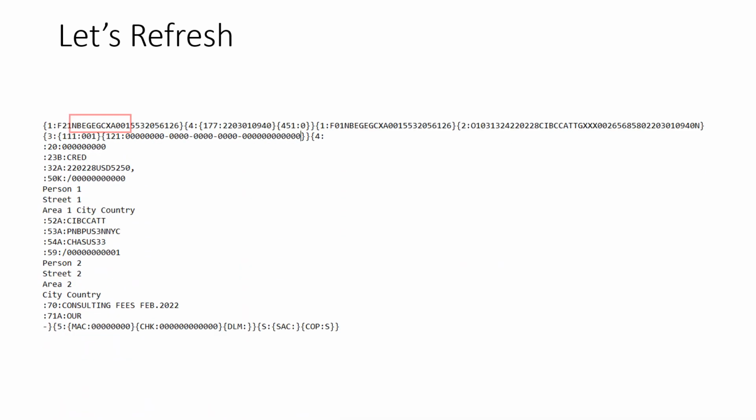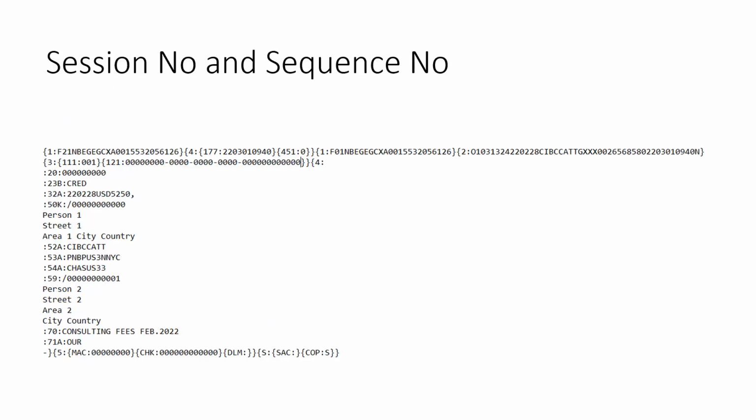But first, let's start by refreshing some of the concepts we learned in the last lesson. Last time we talked about the concept of the LTA, which is present in block 1 in the basic header of the message. It consists of the bank code, then one letter which is called the LTA letter, and 3 digits which are the branch code. After the LTA we have 4 digits called the session number. They identify the session in which the message was transmitted.